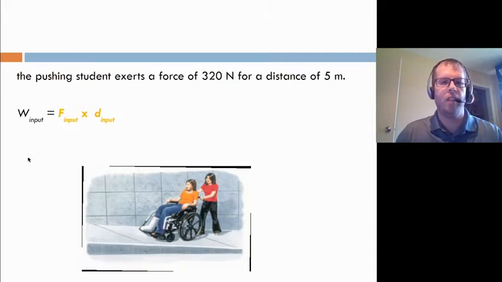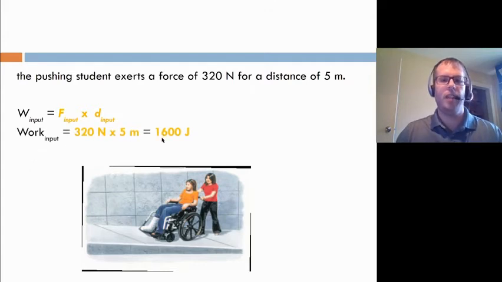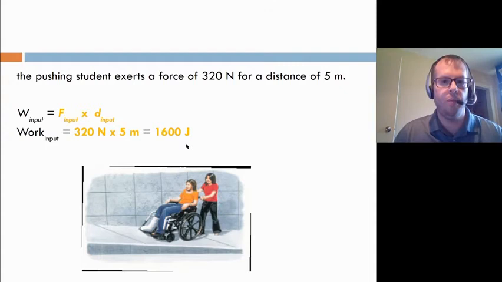So 320 newtons multiplied by 5 meters would give you 1,600 newton meters, or as you can already see here, that would be the equivalent of a joule. So 1,600 joules is the same thing as 1,600 newton meters. Either unit is acceptable.